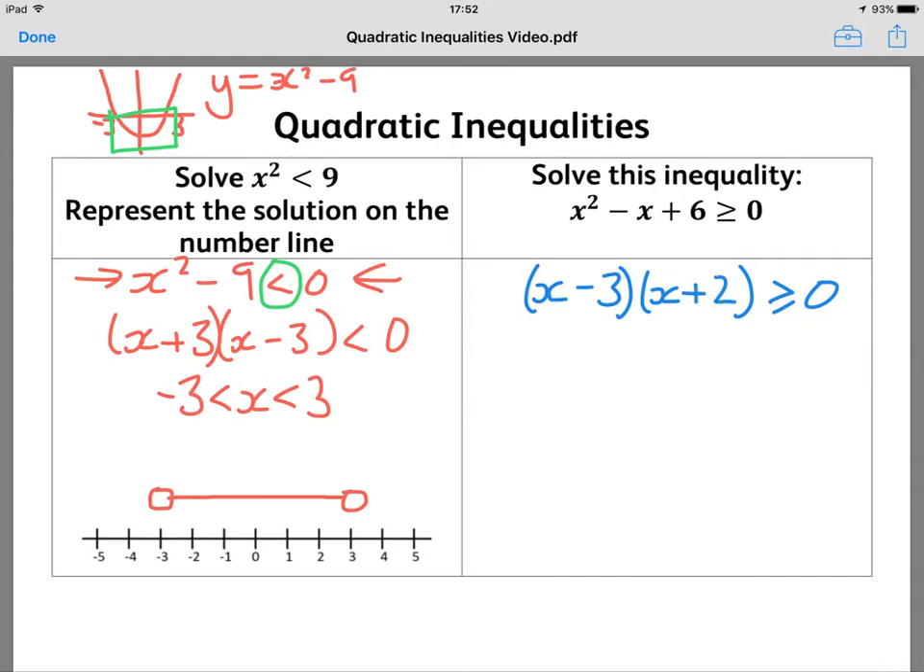Now then, again, if we think about what the curve looks like, if I was to draw the graph of y equals x squared minus x plus 6, it's going to look something like this, where that is 3 and that is negative 2. And we're looking for the parts that are above the x-axis, and that is that bit and that bit.